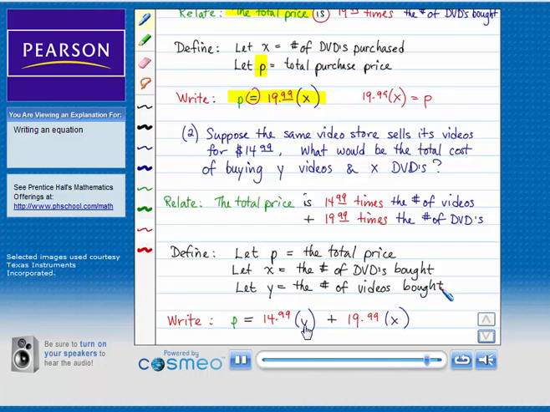Okay, so when I write that as an expression, I'm going to have P, the total price is, so P equals $14.99 times Y plus $19.99 times X. Okay, so there's my equation. And that should give you a good head start on learning to write algebraic equations. So study this a little bit if you need, and then you'll do fine.